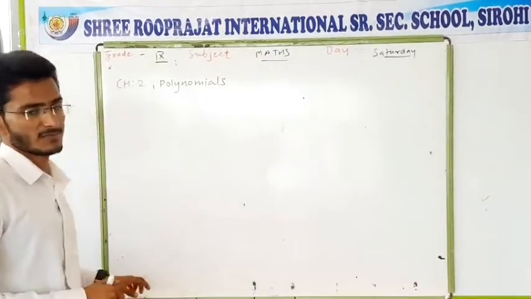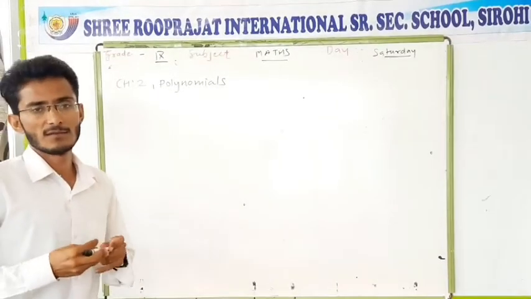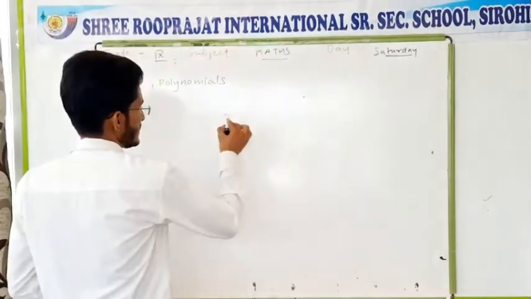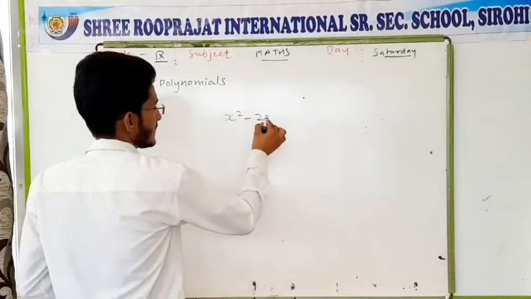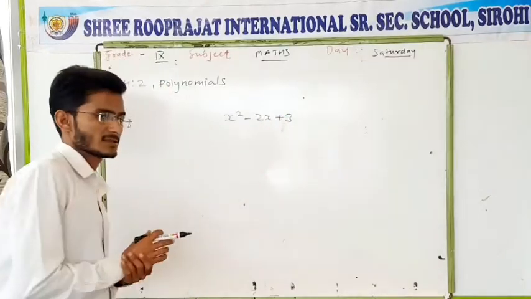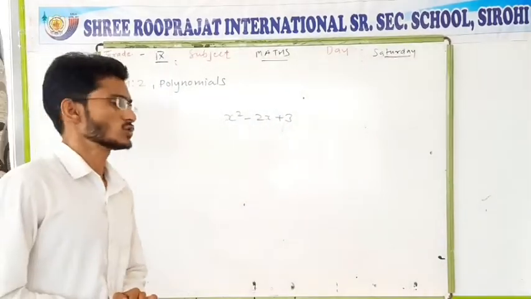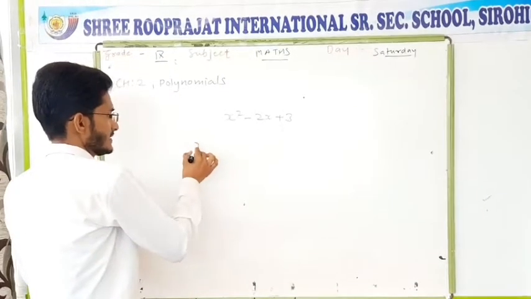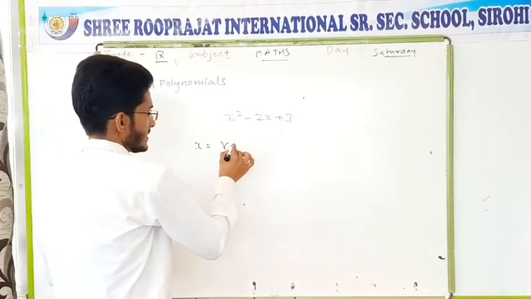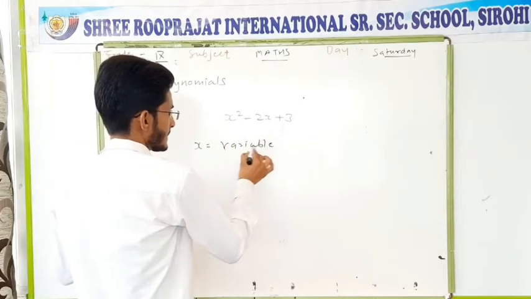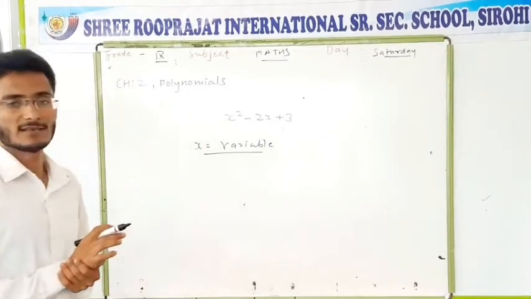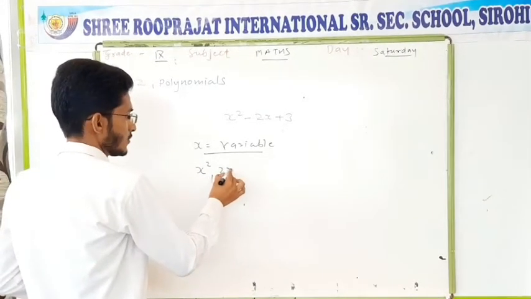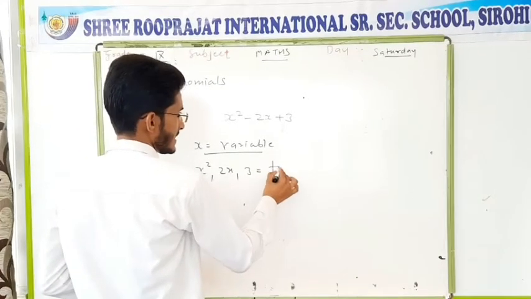So what is a polynomial first of all? In previous grades, 7 or 8, we talked about some expression like x square plus 2x plus 3. As we can see here, the x is a variable. Here the x which is given is called a variable. If we talk about x square, 2x and 3, these are the terms.